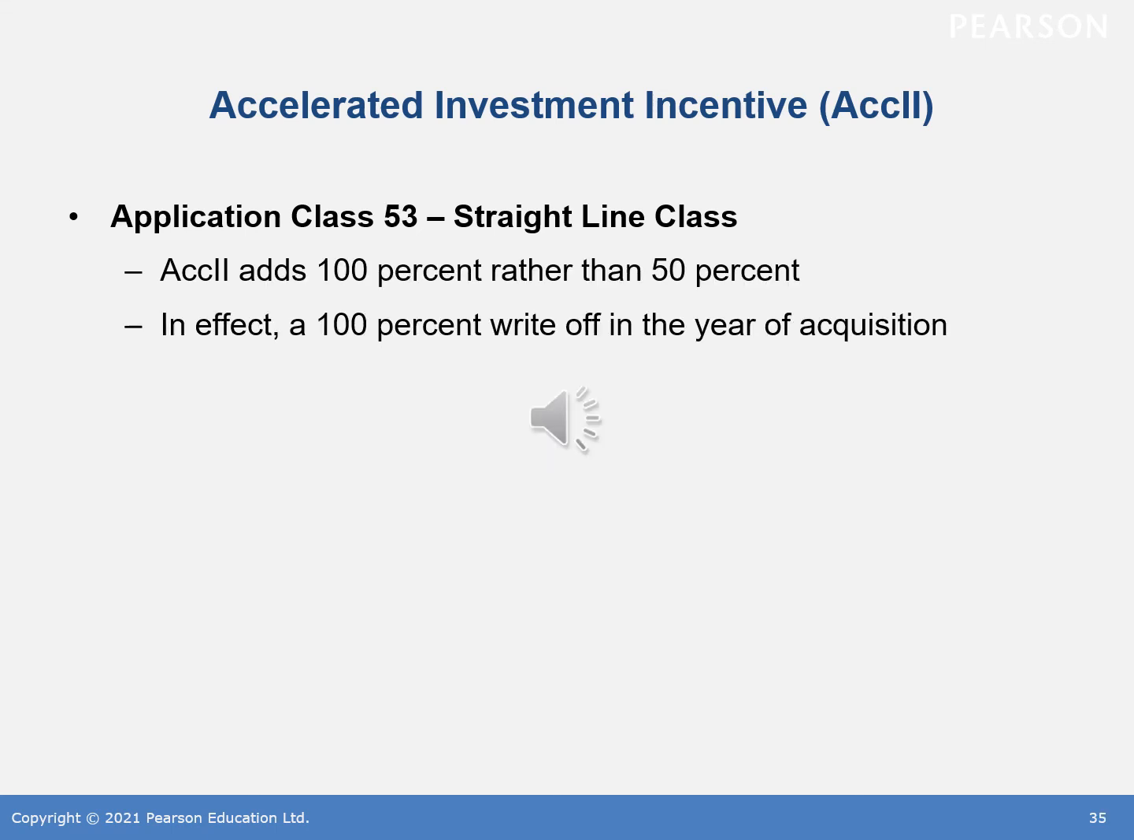Class 53 being another straight line class, the accelerated investment incentive does apply, and the net result of the calculation is it's 100% write-off in the year of acquisition. And again, for a walkthrough example, you can see that on page 215.